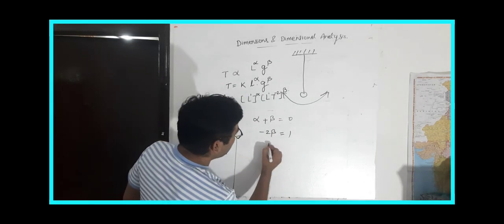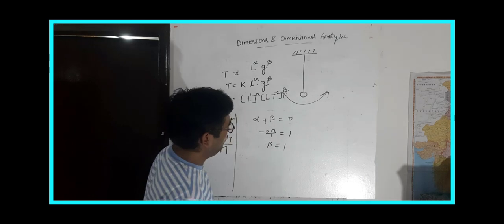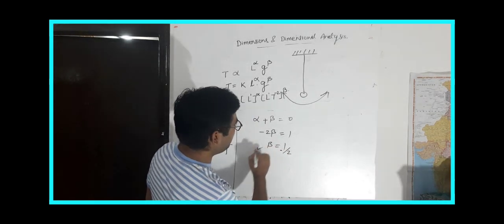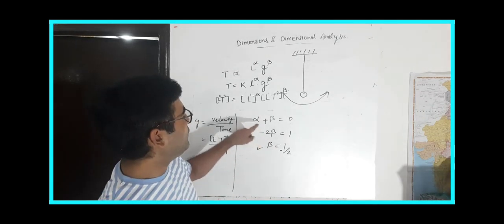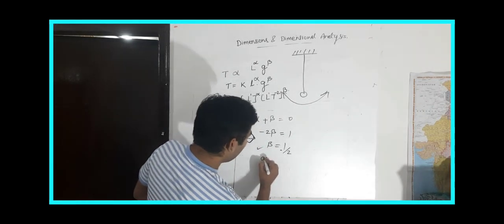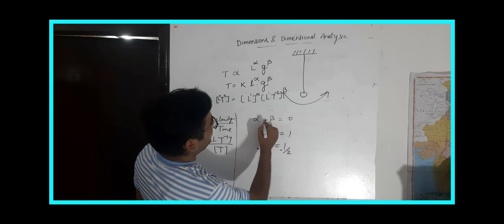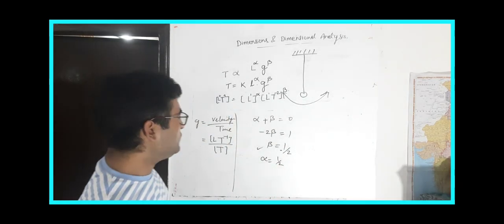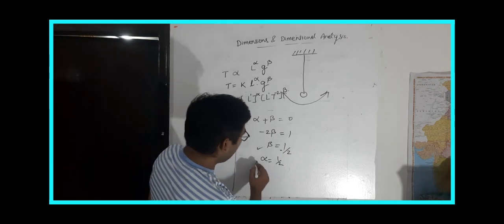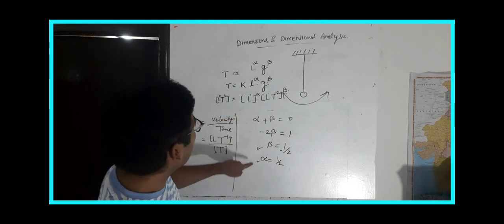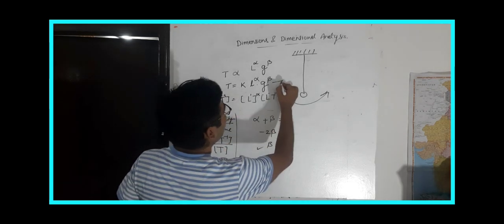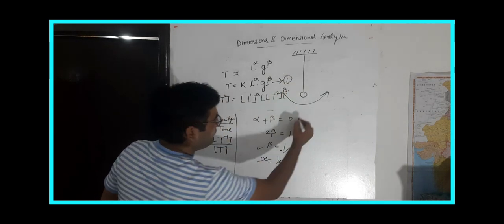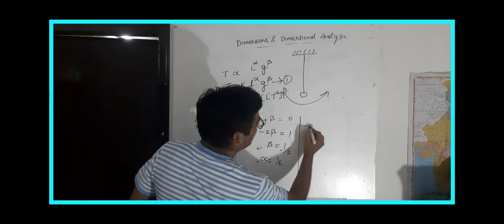So we can find beta from this: beta is equal to -1/2. So if we know the value of beta, minus 1 by 2, we can find the value of alpha. So alpha minus 1 by 2 is equal to 0, alpha will be equal to 1 by 2. So in this way we have found alpha and beta. Now you can put the values of alpha and beta into equation number 1.